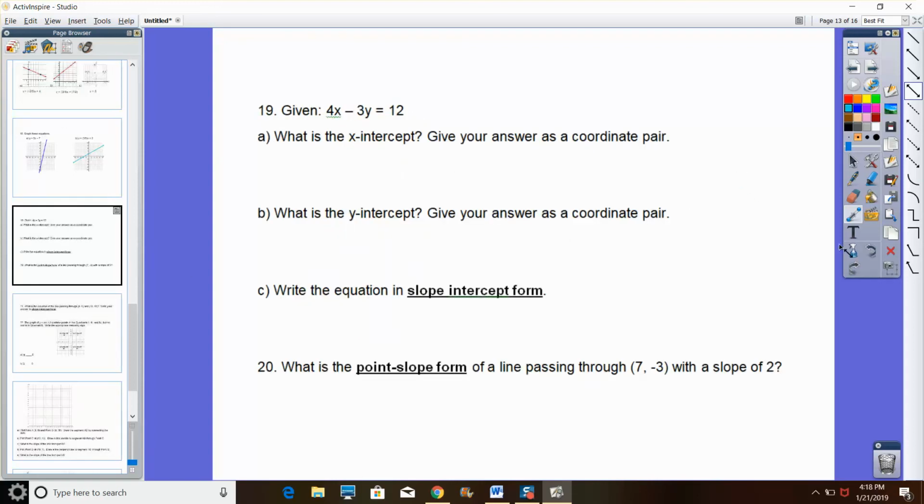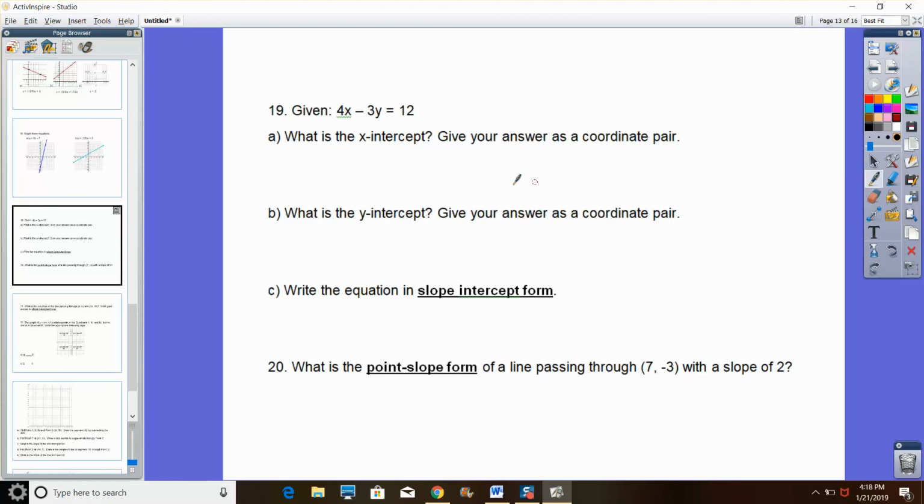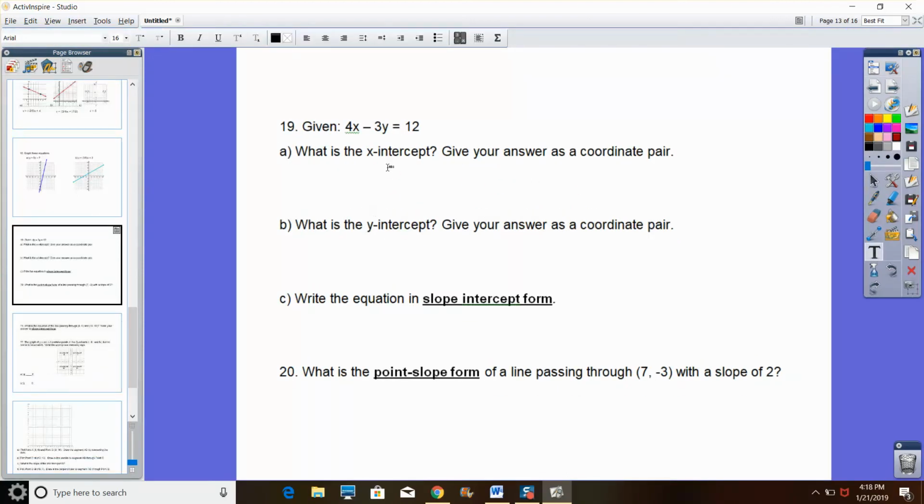All right, now we have a standard form equation, and we're asked to give an x-intercept and a y-intercept. Standard form is nice and easy because if we plug in 0 for the other variable and solve, that gives us the intercept. So for an x-intercept, we make y equal 0. That would be 4x equals 12, and that means x equals 3. So the x-intercept is (3, 0). For the y-intercept, we do the same thing, except we cover up the x. Now we have negative 3y equals 12, which means y equals negative 4.